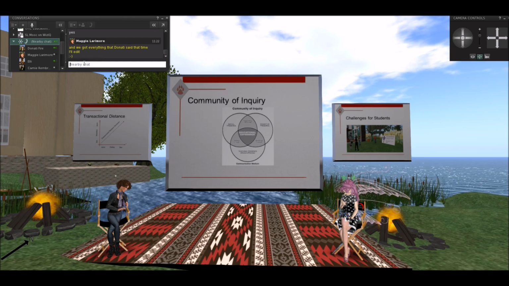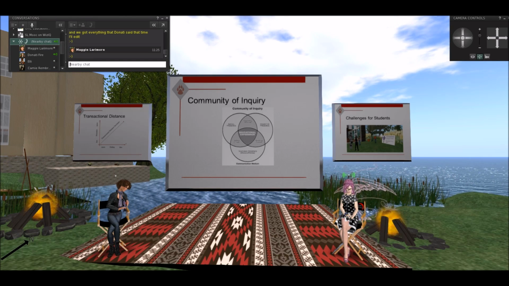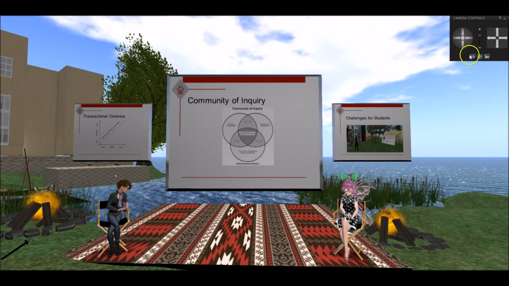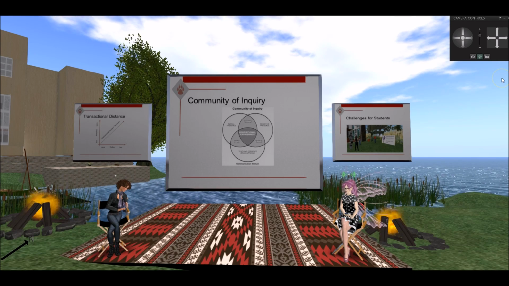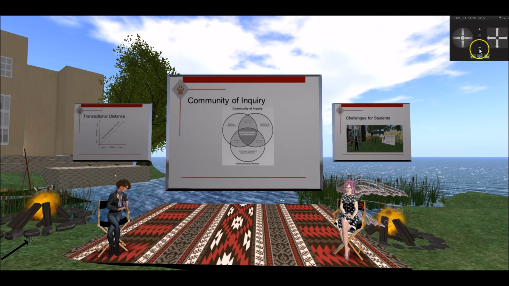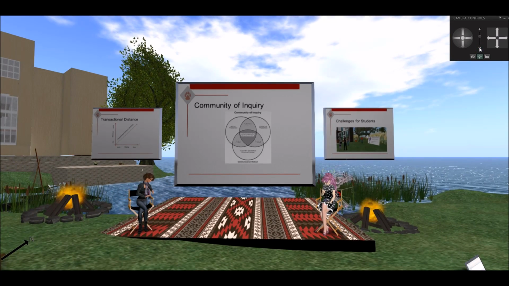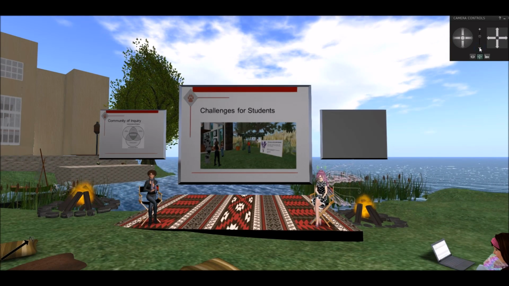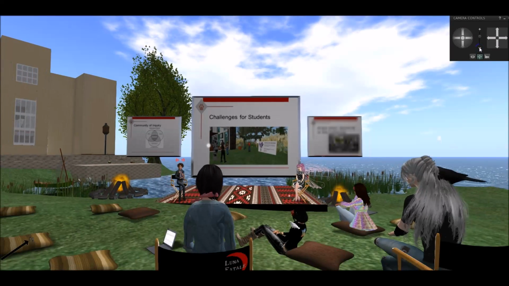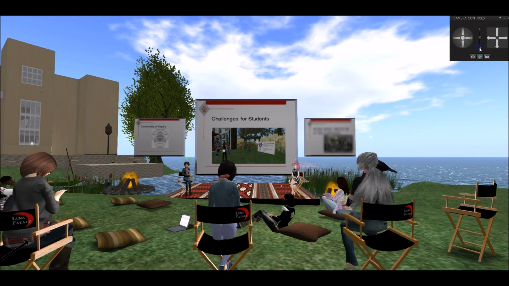I think Second Life makes the group work much easier. Just from my groups that I've had working in Second Life, they've been the most successful ones that I've worked in. Well, so that's really important for us to talk about.